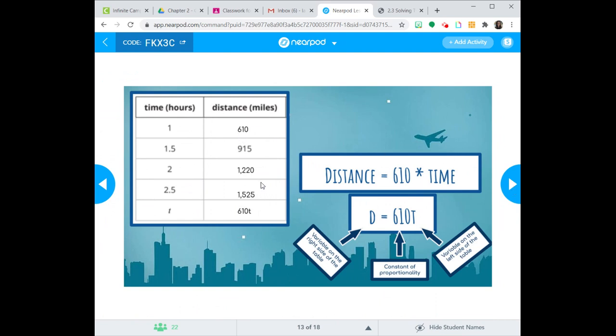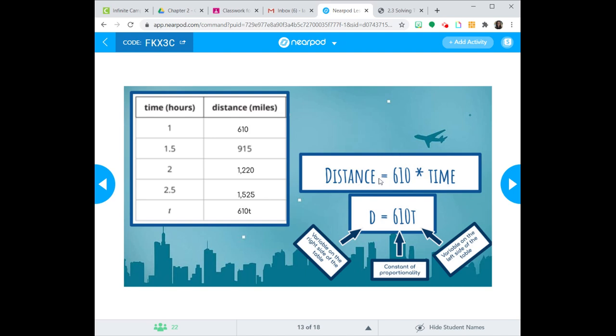Same problem that we have. And then we can see in this box, that is my equation. When we're talking about an equation, we always want to talk about how do I get that right side of the table? So in this example, I'm talking about distance. So if I think about it just in terms of words and the patterns that we were doing, distance is equal to 610 times whatever time it is.